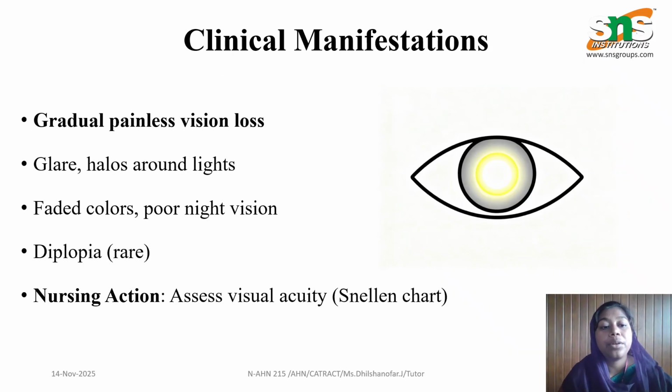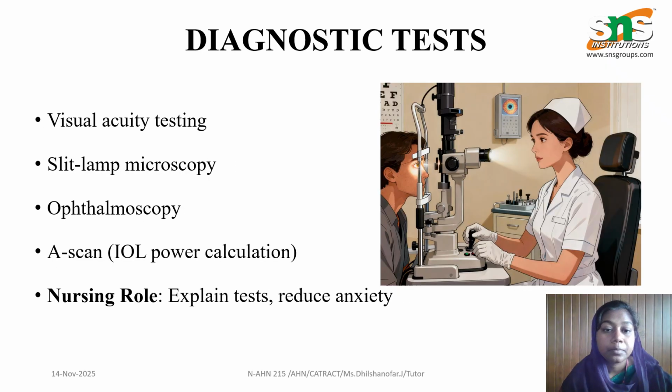Coming to the clinical manifestation, what could the symptoms be? Gradual painless vision loss will be there. Then glare: we can't see the object clearly, there will be glaring effects while visualizing. Then we can't identify the colors, and there is poor night vision. The night vision may be decreased, and diplopia. These are the common symptoms faced by the patients.